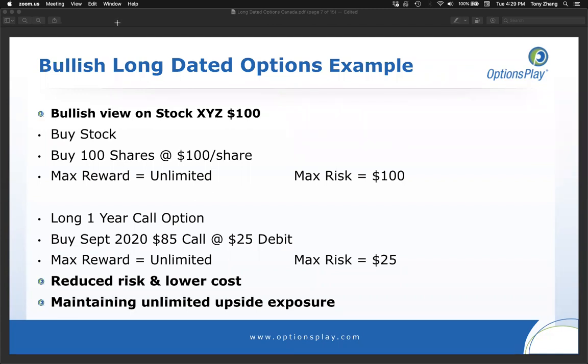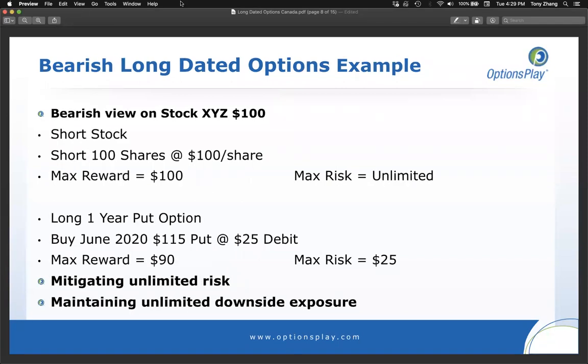So to understand puts, it's really almost identical. We're just flipping this on a dime. So we have a $100 stock. Now we believe this stock is going to move lower in price. So as an equity investor, I can short the stock. I can short 100 shares at the current price of $100 a share.